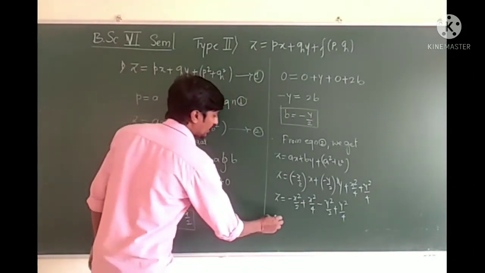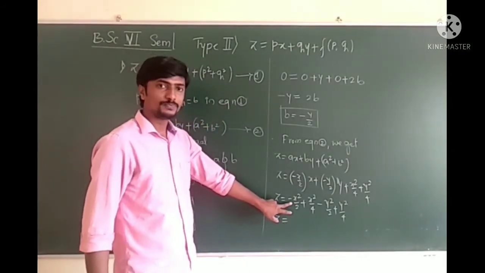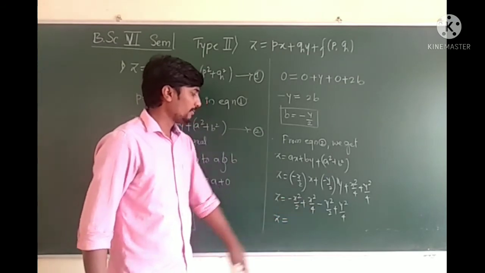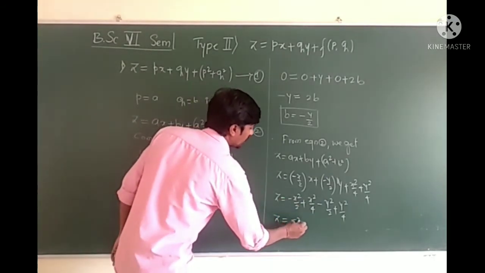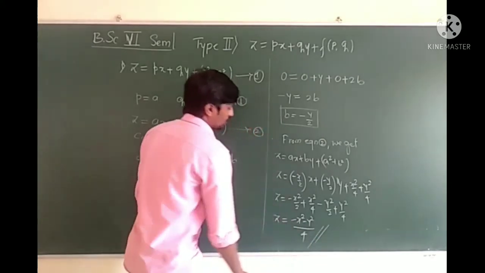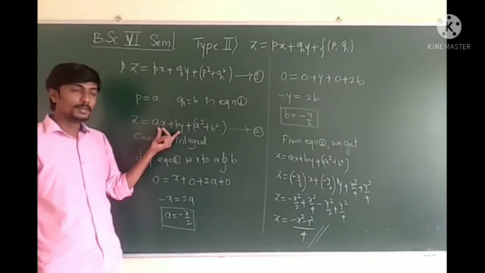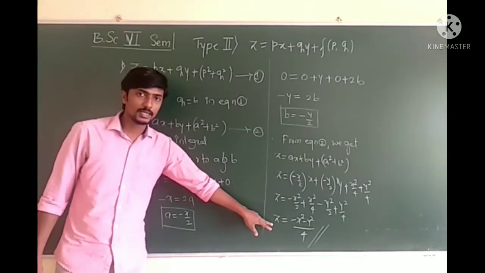Therefore you will get z equal to, here it is multiplied by minus 2, so minus 2x square plus x square, it is minus x square minus y square, divided by 4. So this is your singular solution. This is your complete integral. This is called the singular integral.